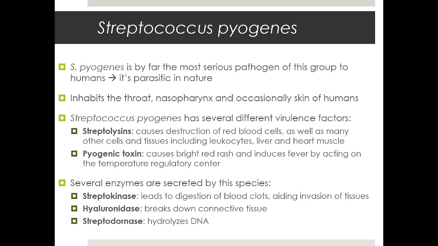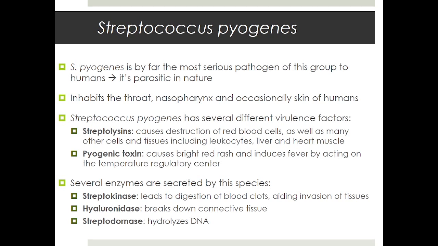Streptococcus pyogenes has a couple of different virulence factors, and virulence means how disease-causing they are. Diseases are characterized by their symptoms. So if something is very virulent, it causes a lot of problems or negative effects in the host. Streptolysins are a type of factor that's produced here, and these can cause the destruction of red blood cells as well as many other kinds of tissues, like liver and heart muscle, and they're also pyogenic. This can cause a bright red rash that can appear all over the body and can also induce a fever state by acting on the temperature regulatory centers of the body.